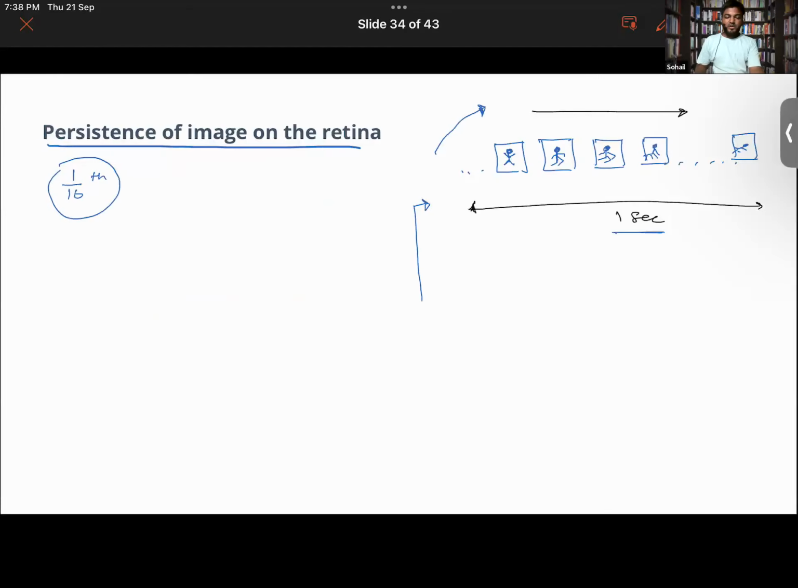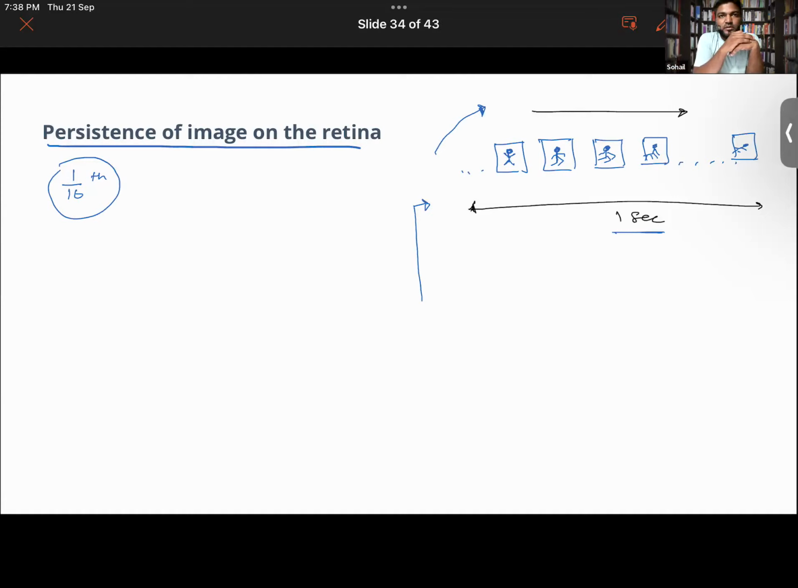Okay. Now, did you guys memorize the functions of the different parts of the eye? Yes, sir. Okay. Ahmed has not joined yet. Do let me know once he joins.